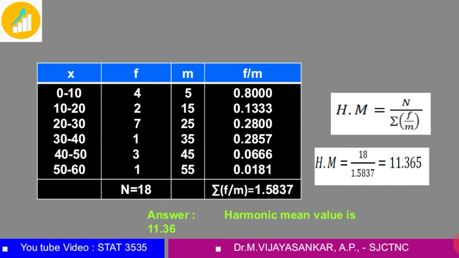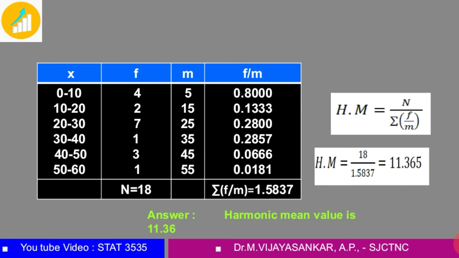Next, we are going to calculate the f by m value. The m value is not given in the problem. Instead, we are going to calculate the m value from the class interval. Adding these two values, 0 and 10, divided by 2, we get 5. So we get the middle values from the class intervals: 5, 15, 25, 35, 45 and 55. Next, we are going to divide f by this m value.